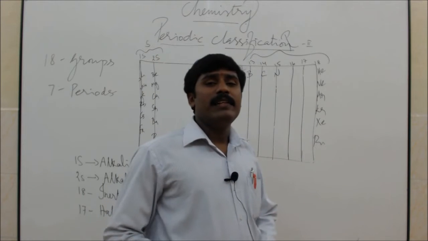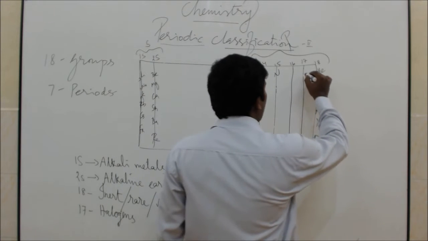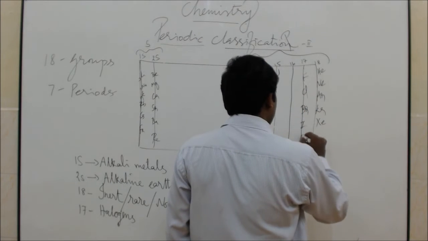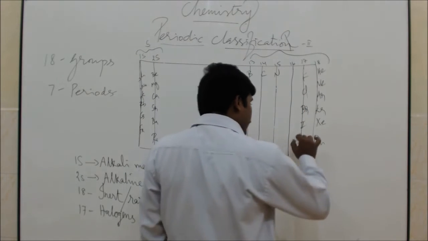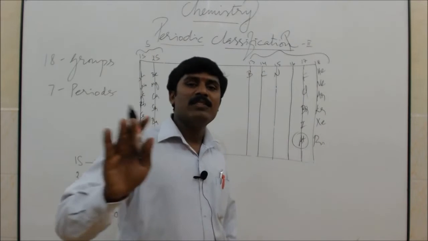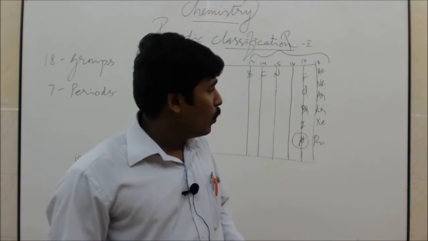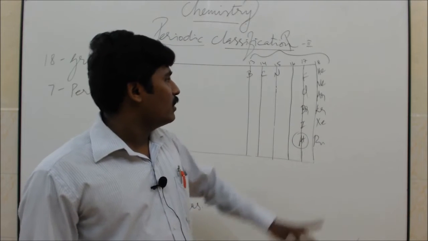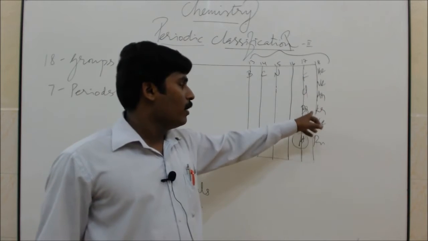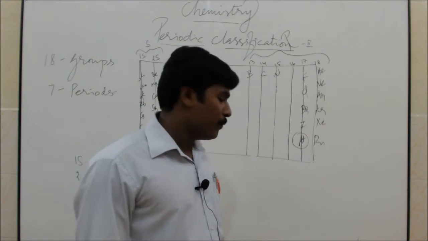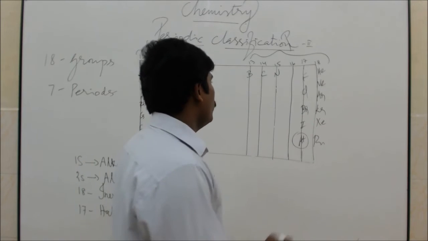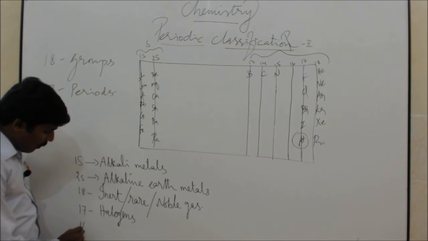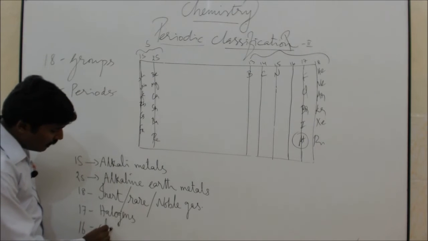What are the elements present in the halogen family? Fluorine, chlorine, bromine, iodine and astatine. Astatine is present in the 17th group, but it is not a halogen, it is a radioactive element. So only 4 elements are purely halogens, namely fluorine, chlorine, bromine and iodine. Okay. Then the next one is the 16th group, named chalcogens. The 16th group is nothing but the oxygen family, named chalcogens.